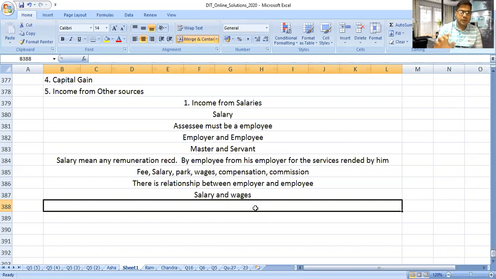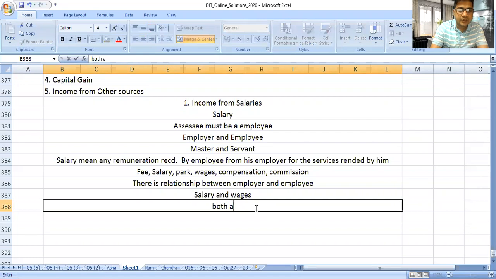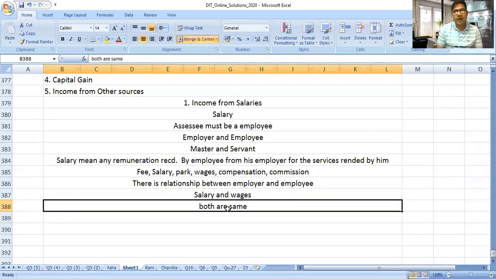Now friends, under the Income Tax Act 1961, there is no difference between salary and wages. Both are the same. It means salary received by an employee or labor is considered as salary. Wages are also considered as salary. Only this kind of difference is there, that wages are paid on a daily basis and salaries are paid on a monthly basis. Such differences we will not consider under the Income Tax Act.